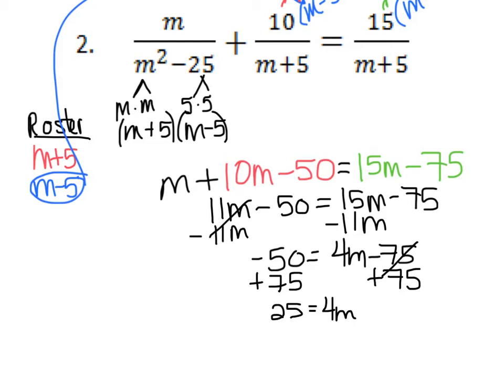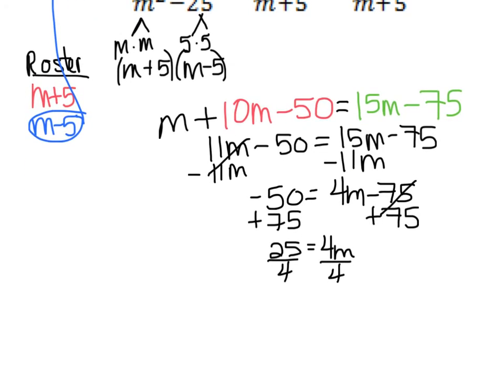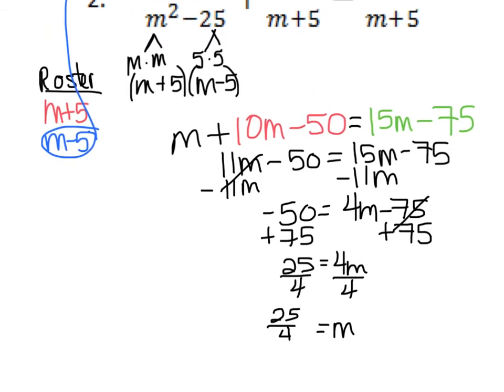M is still not by itself, so now we divide by 4. It is perfectly acceptable to leave these answers as fractions. The only thing you have to check for is if they can be simplified. 25 and 4 have nothing in common, so 25 over 4 is the answer. If you did change this to a decimal, then you would have 6.25.